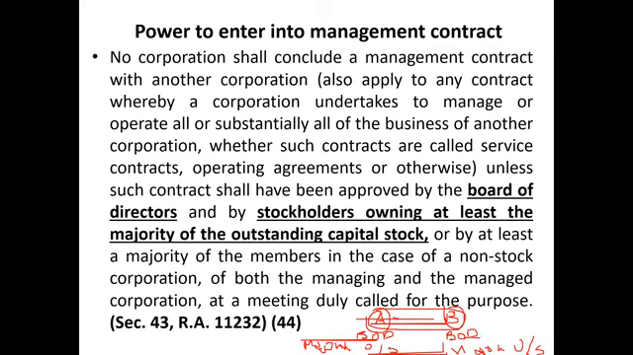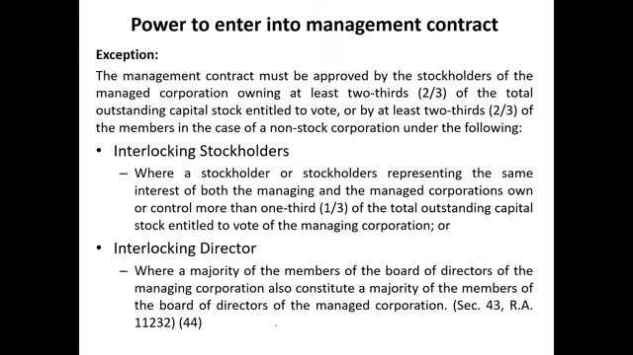Pero sometimes daw, instead na majority ng outstanding shares dito, minsan nagiging 2/3 siya. Ang tanong kasi, kailan nagiging 2/3 ng outstanding capital stock? Okay, sabi dito nagiging 2/3 siya ng outstanding capital stock. Number 1, pag may tinatawag na interlocking directors.